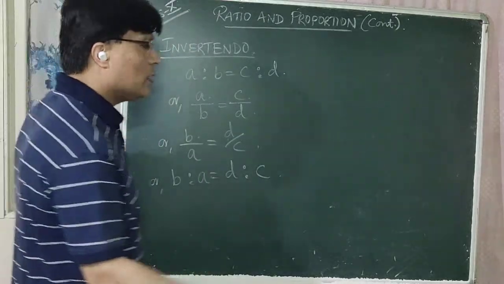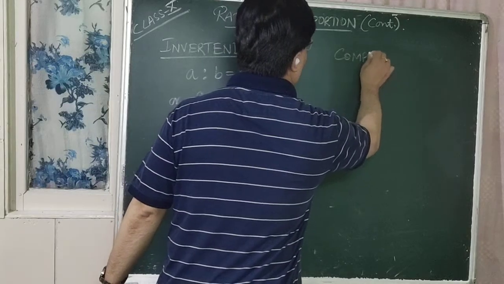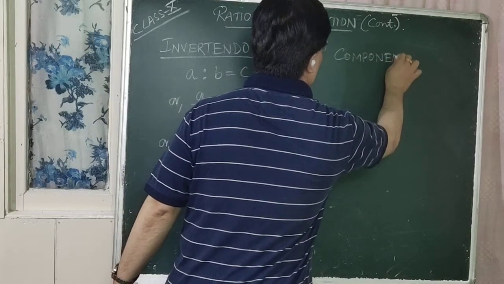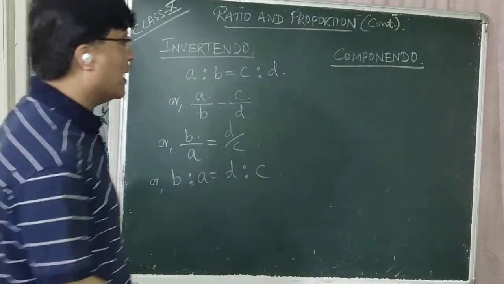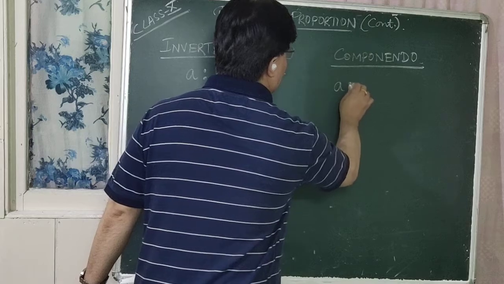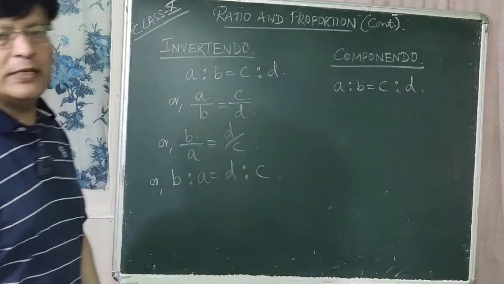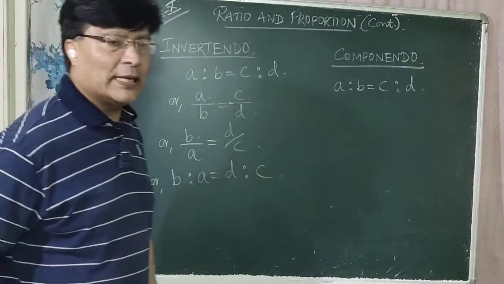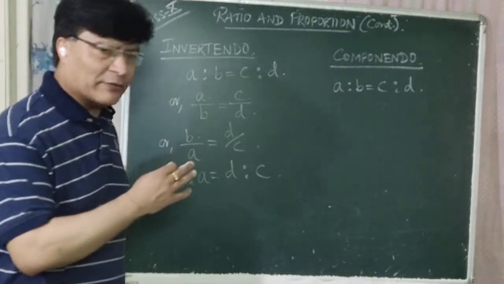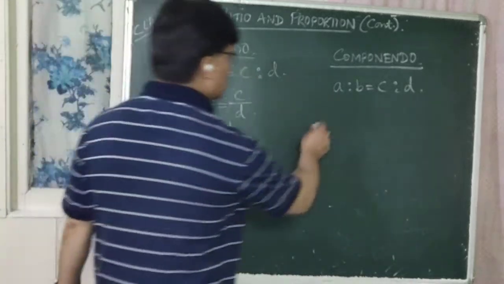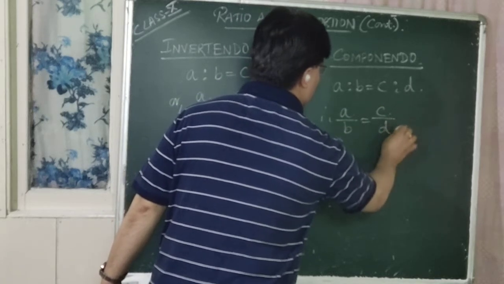Okay. So next one is componendo. Suppose you have A is to B is equal to C is to D. That means A, B, C and D are in proportion. So you can write down this ratio in terms of fraction. You know that, isn't it? That is A upon B is equal to C upon D.